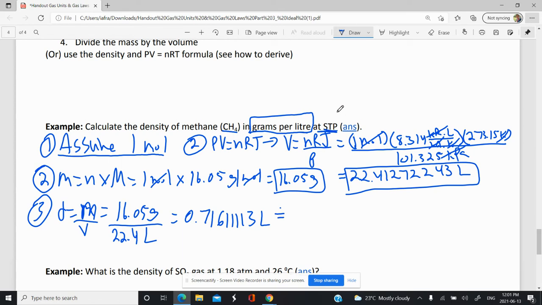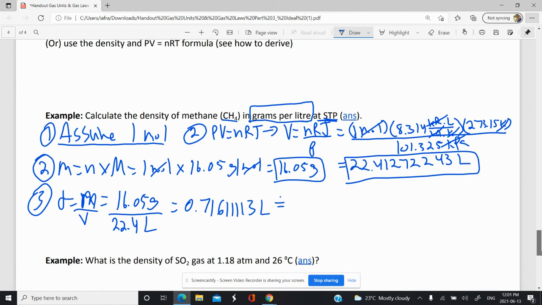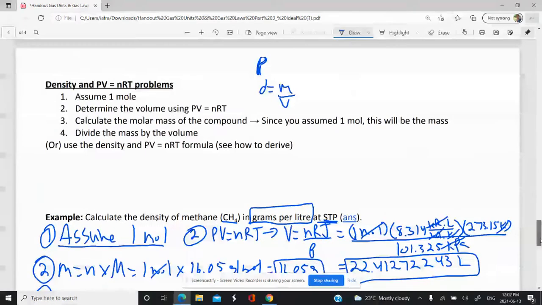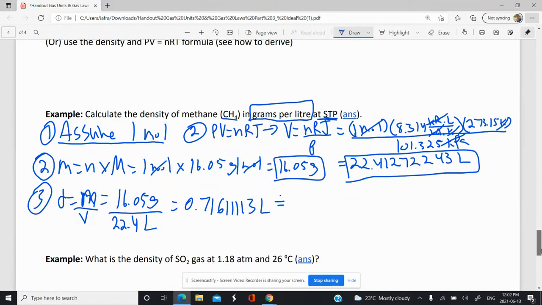So we're going to assume that the STP values are our sig figs, and the smallest number of sig figs we could use is 273.15. So that's 5 sig figs there. I don't think anything else was given to us directly, so we'll say about 5 sig figs. So approximately 0.7161, and it's not liters, I made a mistake there. It's grams per liter. Now, if you assumed 1 mole, you made the assumption that you have exactly 1 mole.